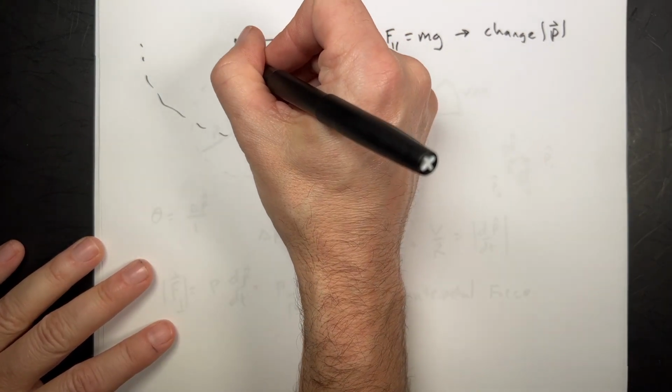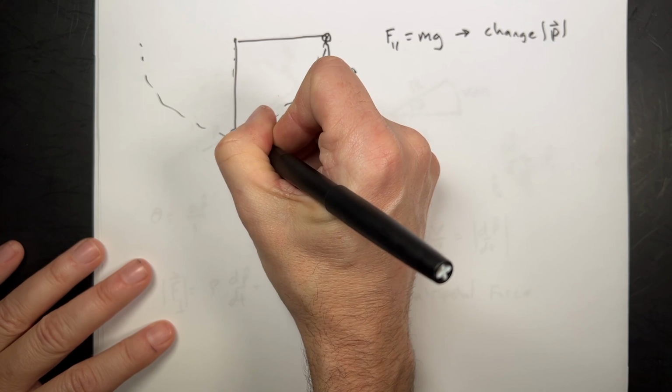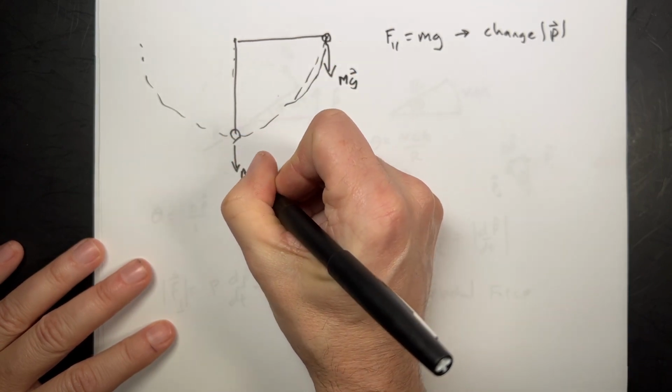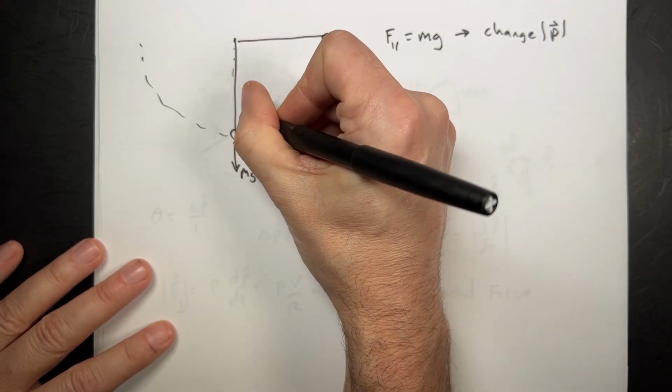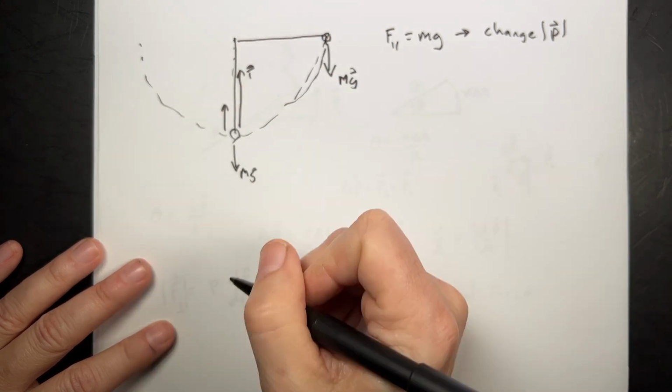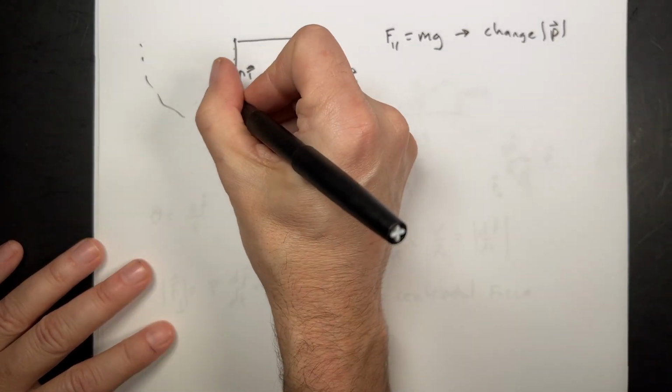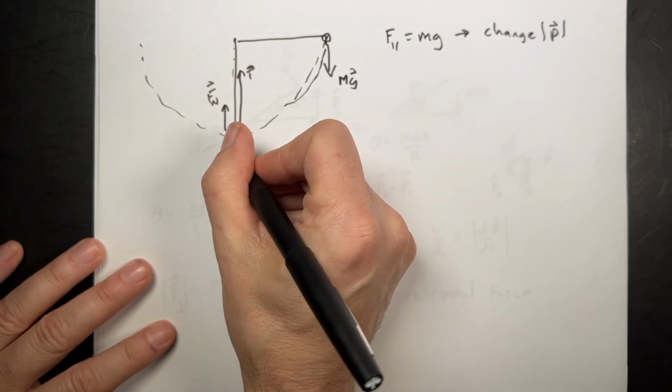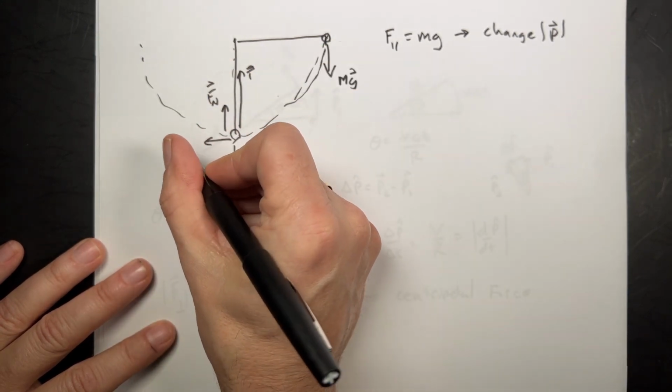Now, once it gets down here to the bottom, gravity is still pulling down, mg. The tension is pulling up. I'm going to draw it bigger. But the most important thing is F net is completely up. Call that F net. And the momentum is this way.